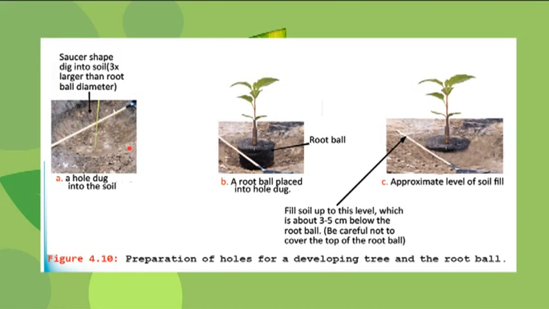Next step to planting a tree is you basically put the root ball into the hole. And finally, you want to fill the soil around to the approximate level of the soil fill. And this is usually about 3 to 5 centimeters below the root ball, but be careful not to cover the top of the root ball.